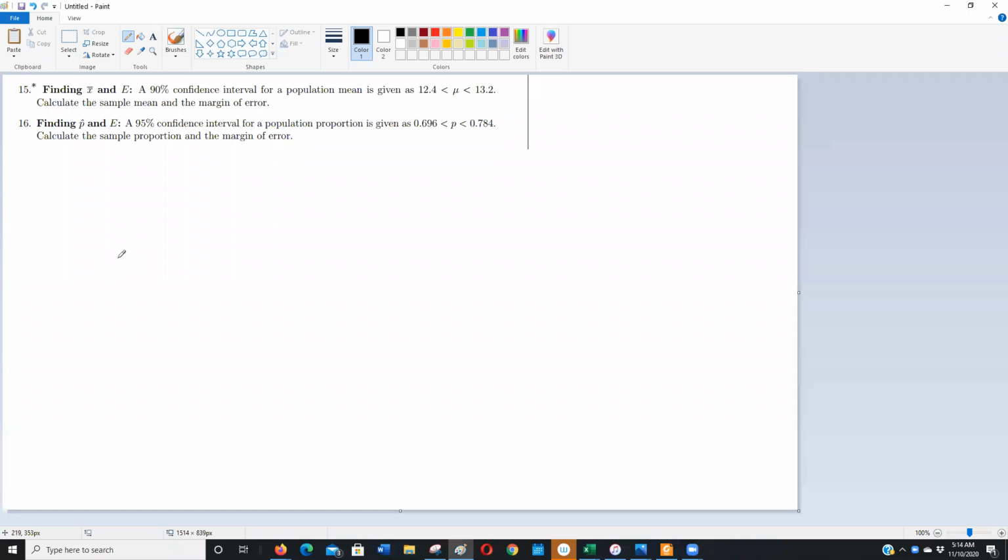Okay, so for these two problems out of the textbook, you've already got the answers for number 15 from Dr. Stevens, but I'll do it here on the video. They gave us the low and the high, the lower bound and the upper bound of the confidence interval. And they want us to calculate the sample mean and the margin of error.